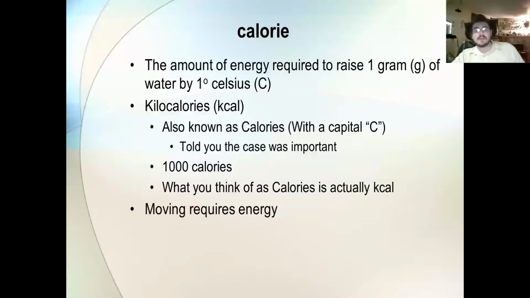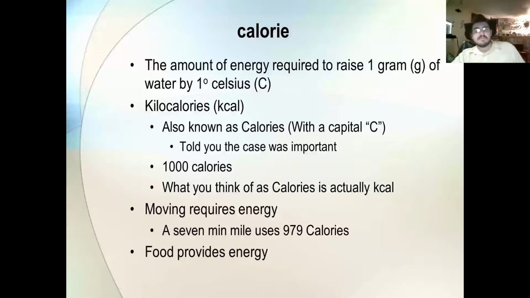So, there you go. Moving requires energy. And so that energy can be thought of as using calories. A 7-minute mile uses 979 calories worth of energy. Food provides you energy. For instance, a cheeseburger gives you 295 calories, which means that, of course, if I run a 7-minute mile, I can then eat 3 1/3 cheeseburgers and feel perfectly neutral about it, which is what I do when I possibly can.